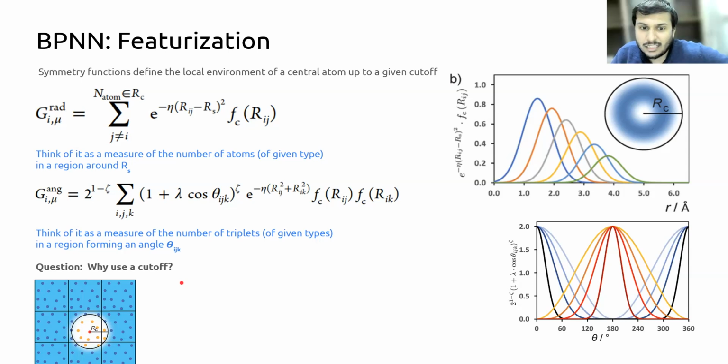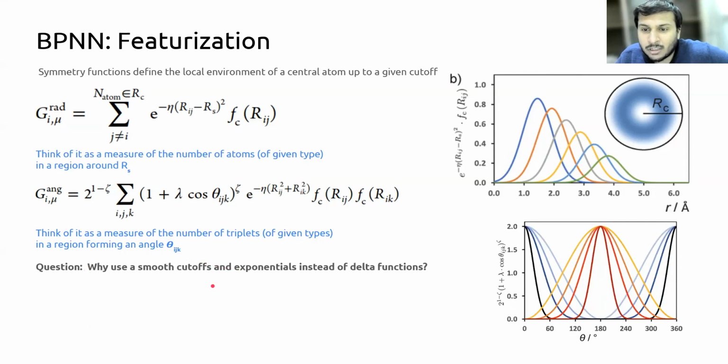So that's a good point. Basically, one of the reasons for using a cutoff is that if you use a very large cutoff, computing all of these features will get extremely expensive. So the number of combinations of atoms is going to keep increasing, and that will increase the computation cost, right? So that's one of the reasons. But there are more reasons, and we'll get to those in a little bit.